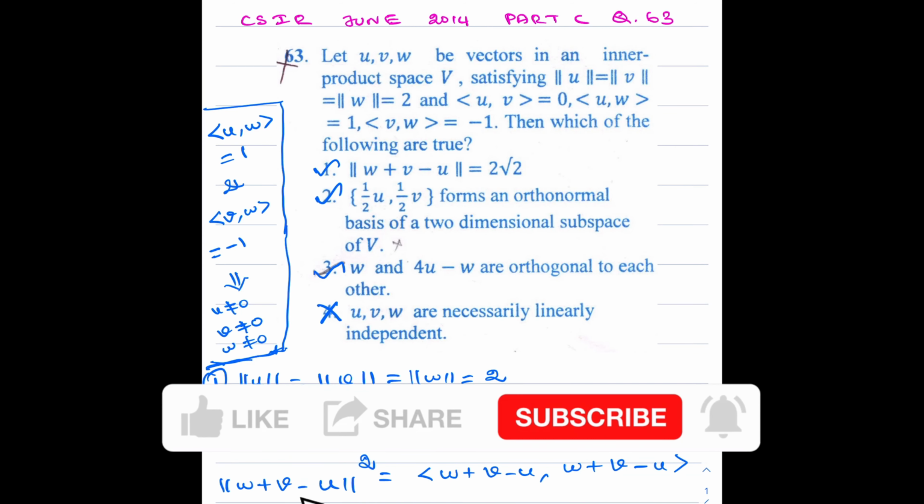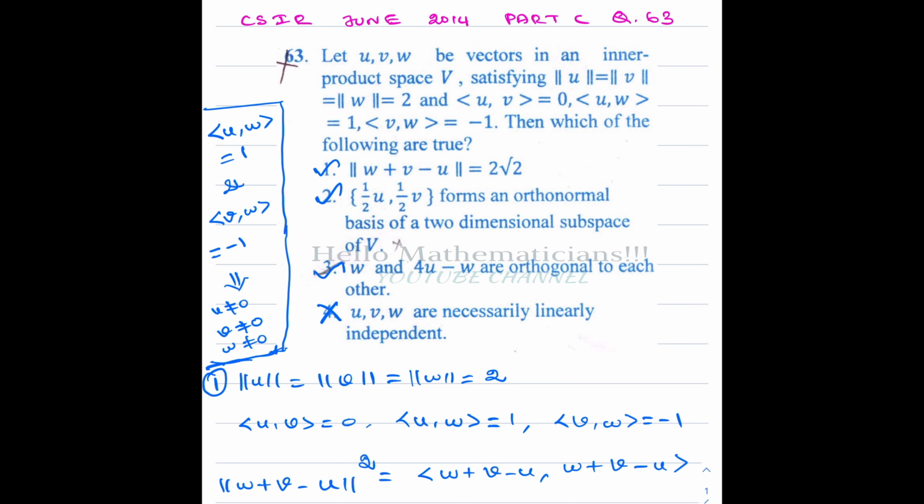Hello mathematicians. Today we see a part C problem asked in CSIR June 2014. This is a very interesting problem regarding inner product. So let U, V, W be three vectors in an inner product space V.